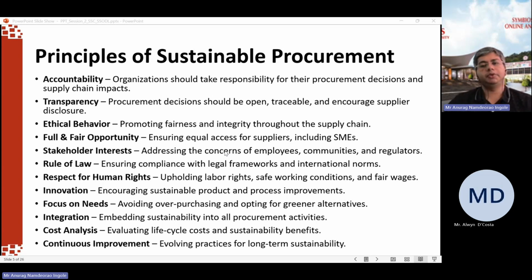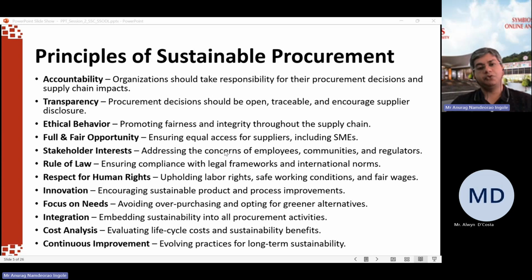Social sustainability was one of the pillars of sustainability. So how are we impacting the community around us? How is our facility, as a manufacturer, impacting the surrounding environment? If there are any concerns related to that, we need to address them using this principle of sustainable procurement.